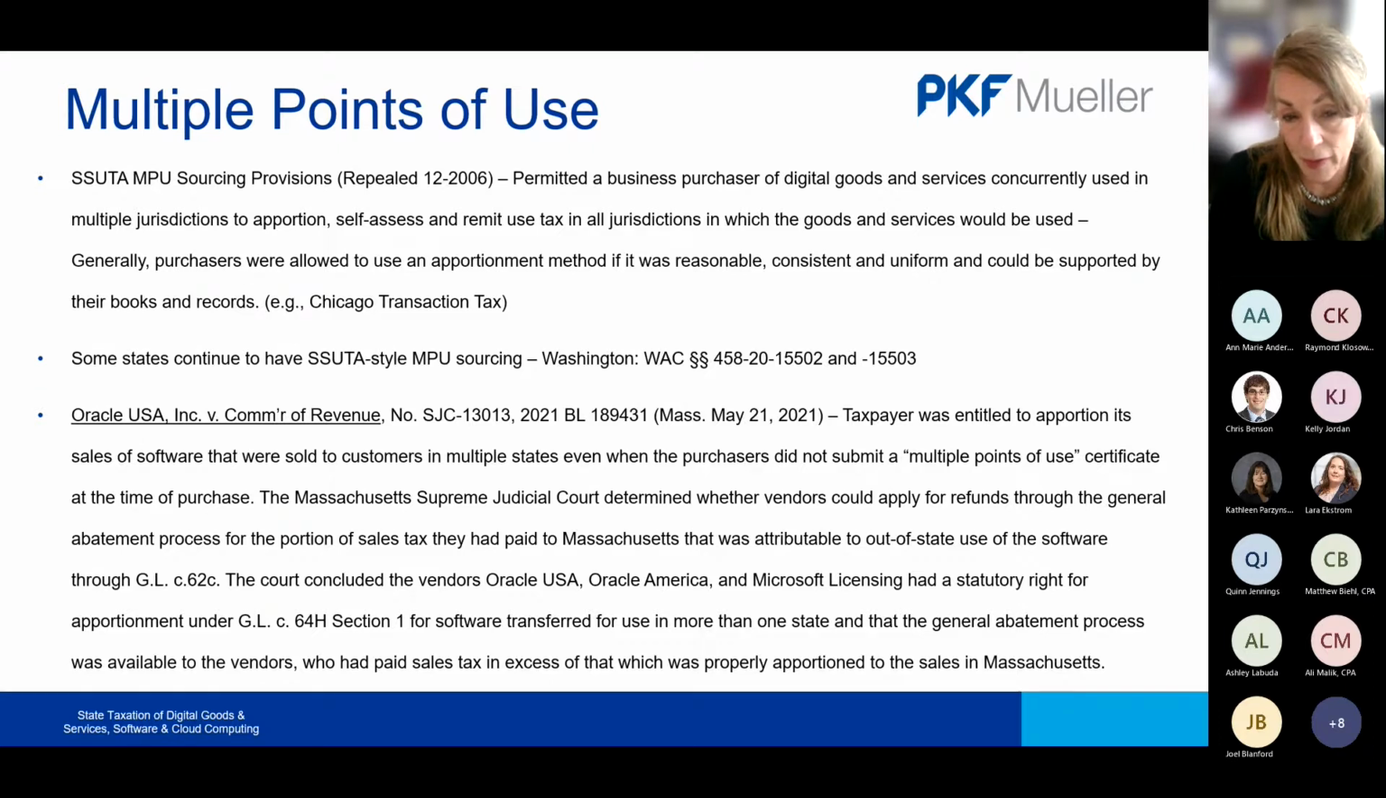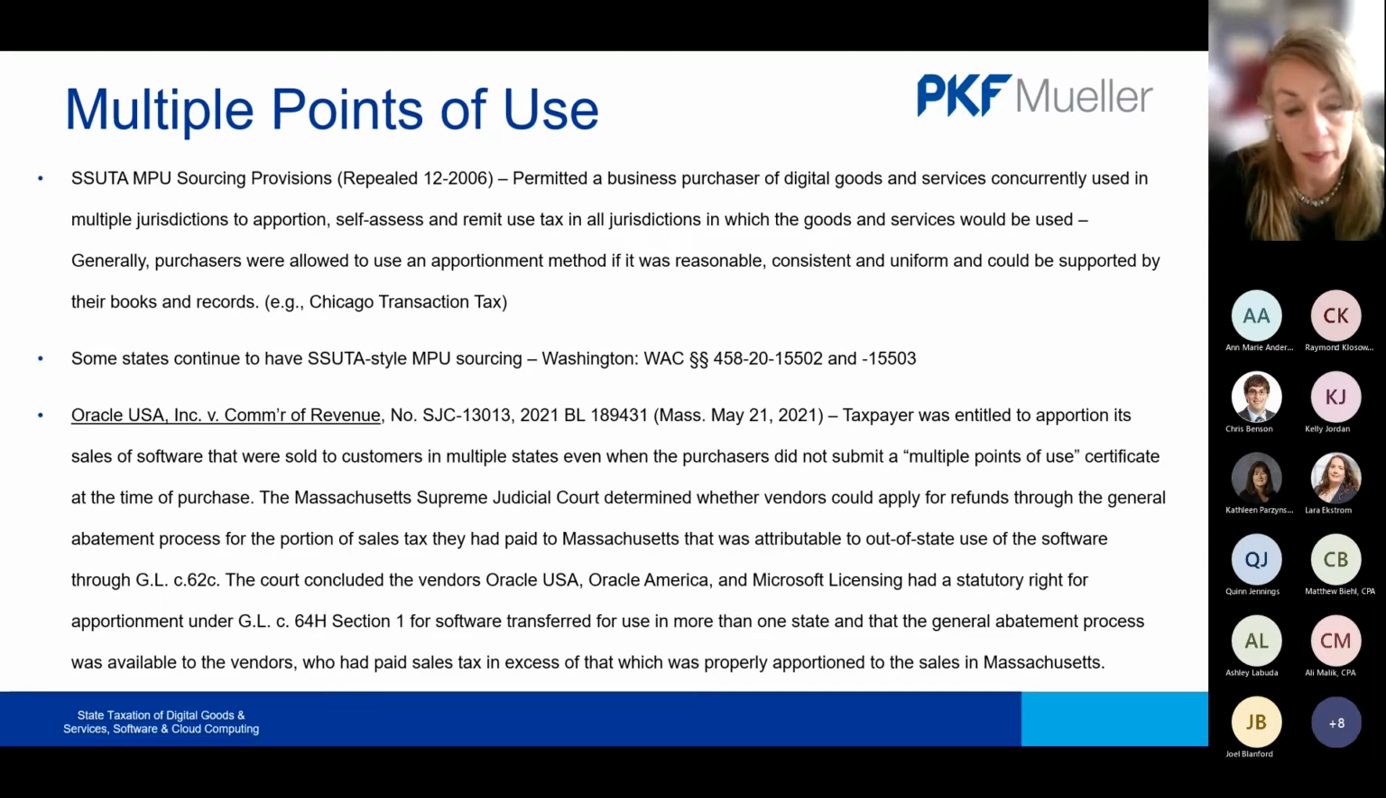Washington does have a provision that's fairly similar to the MPU sourcing provision that was originally drafted. And another case, Oracle in Massachusetts, also allowed similar apportionment to the taxpayer. So this was a situation where the seller was allowed to apportion to multiple states, and the purchasers didn't submit a multiple points of use certificate, which is a particular form that can be submitted in Massachusetts.